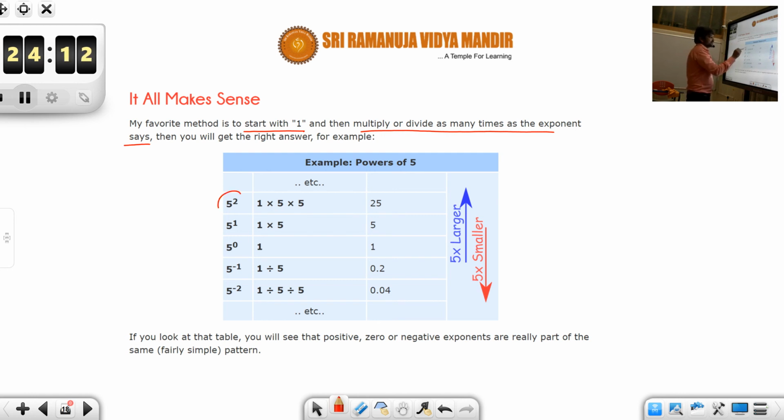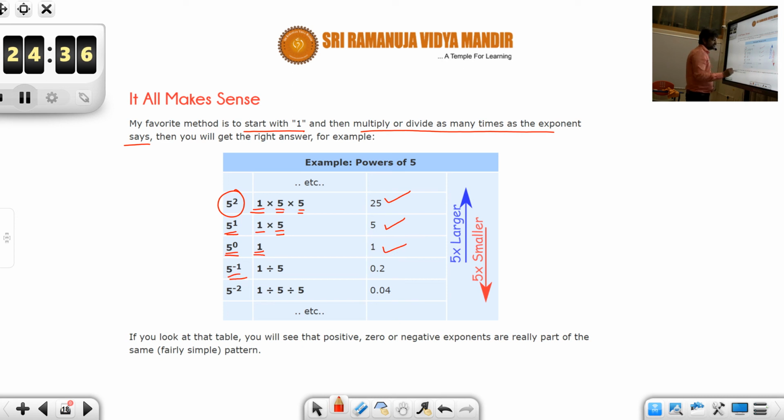For example, 5 square. Start with 1 and multiply with 5. How many times? 2 times. So it is 25. And then 5 power 1. Start with 1. Multiply with 5. How many times? Only 1 time. So, 5. 5 power 0. Start with 1. Multiply with 5. How many times? None, because 0 times. So you will end up with 1 itself.